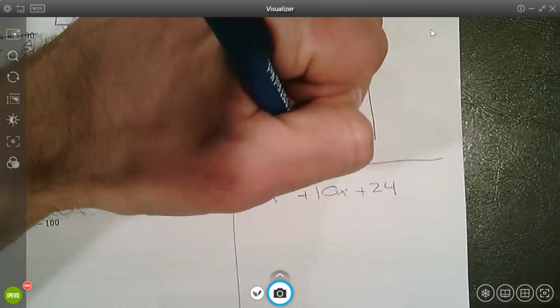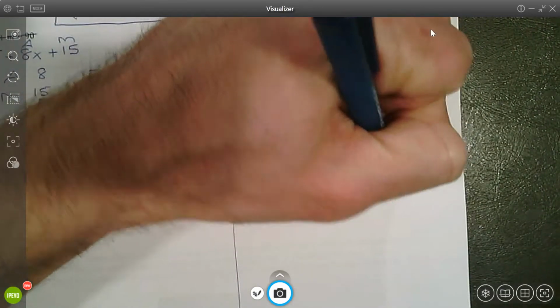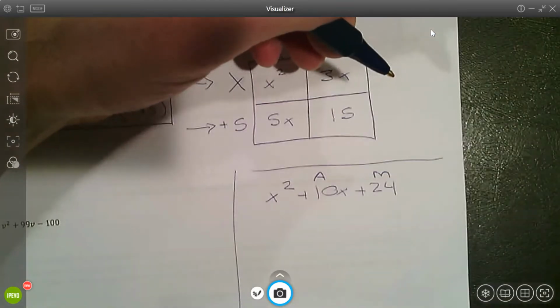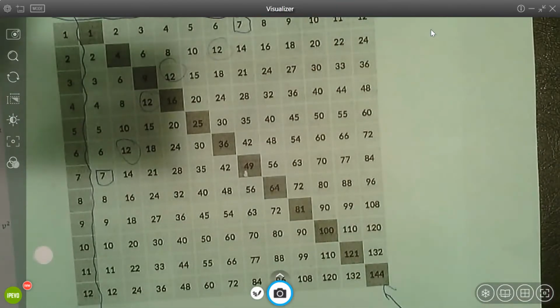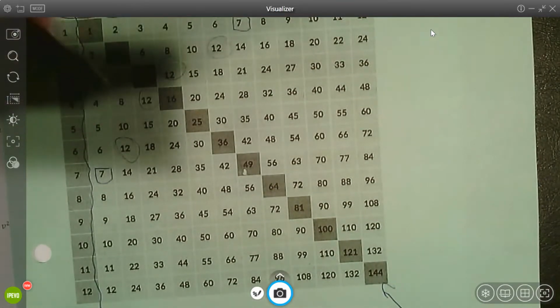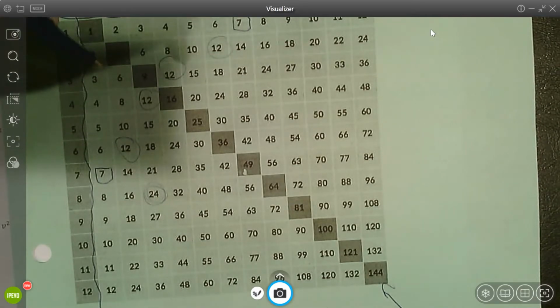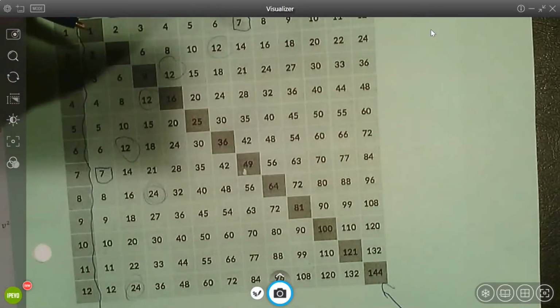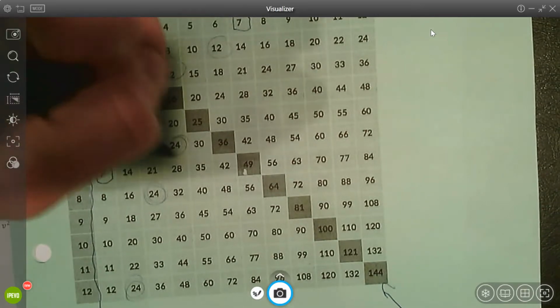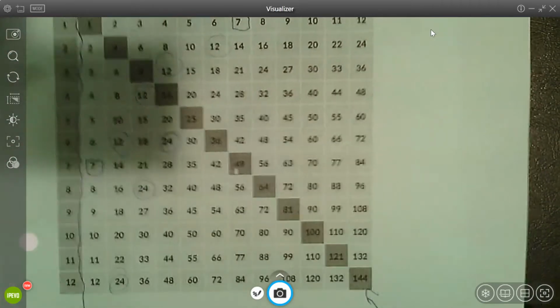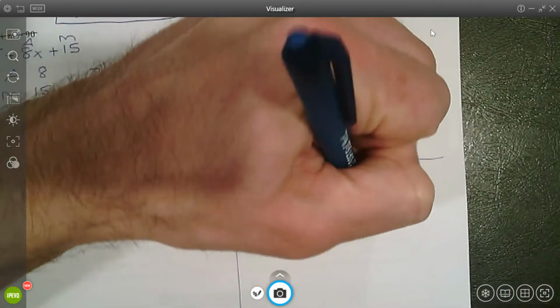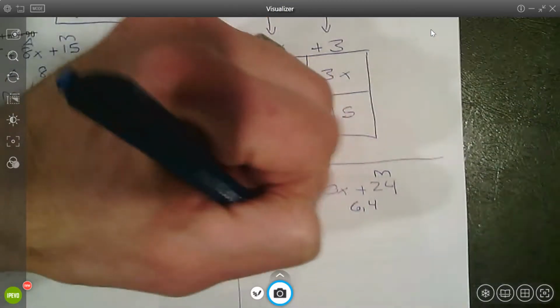So here's what I need to do. I need two numbers that add to 10, multiply to 24. So if I use my sheet here, add to 10. Well, I have 8 and 3. Those don't add to 10. I do have 12 and 2. 12 and 2 don't add to 10. They subtract to 10, but not add to 10. 6 and 4. 6 and 4 are going to add up to 10. So magic numbers are going to be 6 and 4.